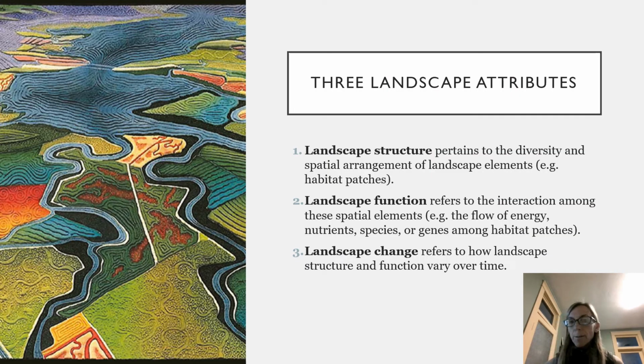The book lays out three primary attributes of landscape ecology in North America: landscape structure, which pertains to diversity and spatial arrangement of landscape elements; landscape function, which refers to the interaction among these spatial elements; and landscape change. It refers to how landscape structure and function can vary over time, and the fact that they are infinitely dynamic.